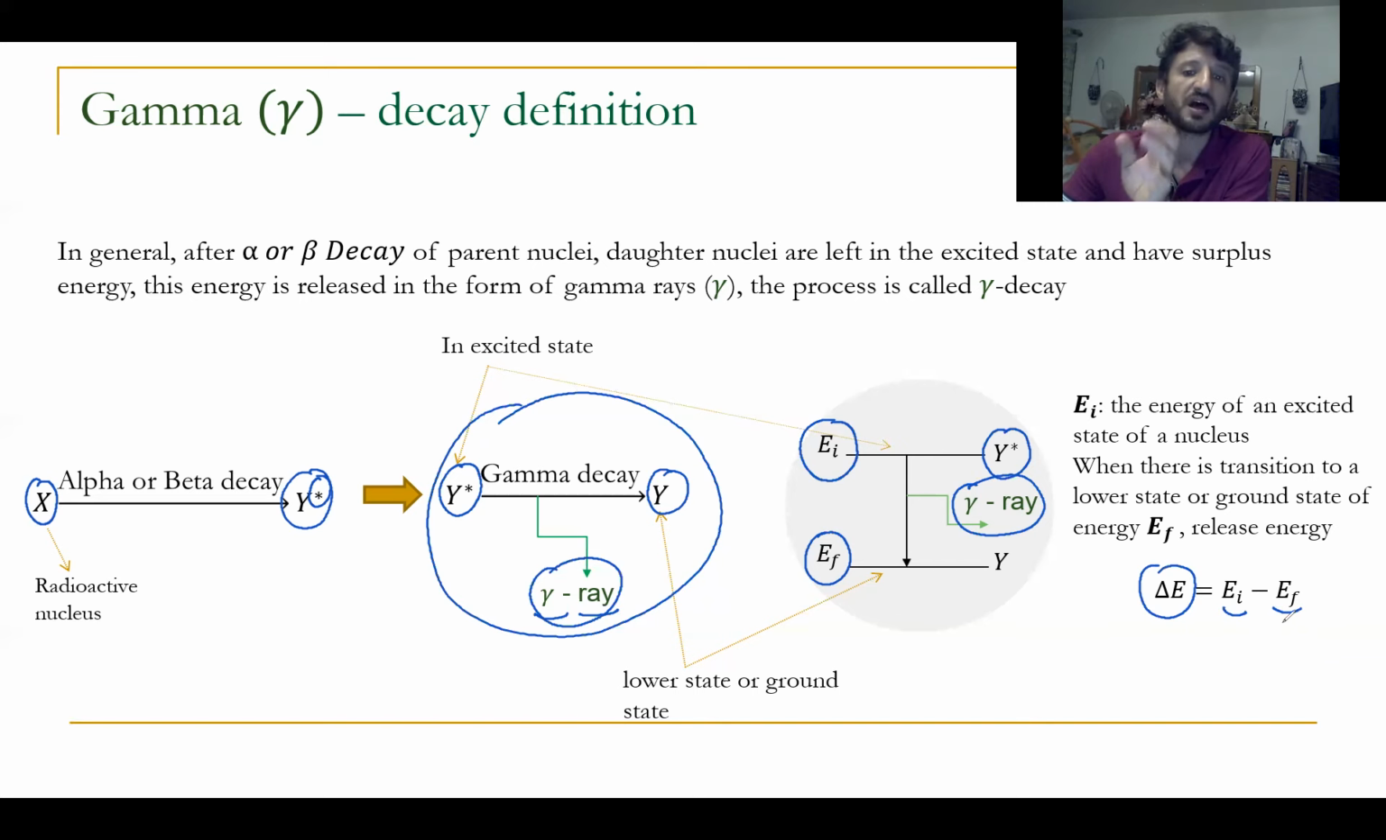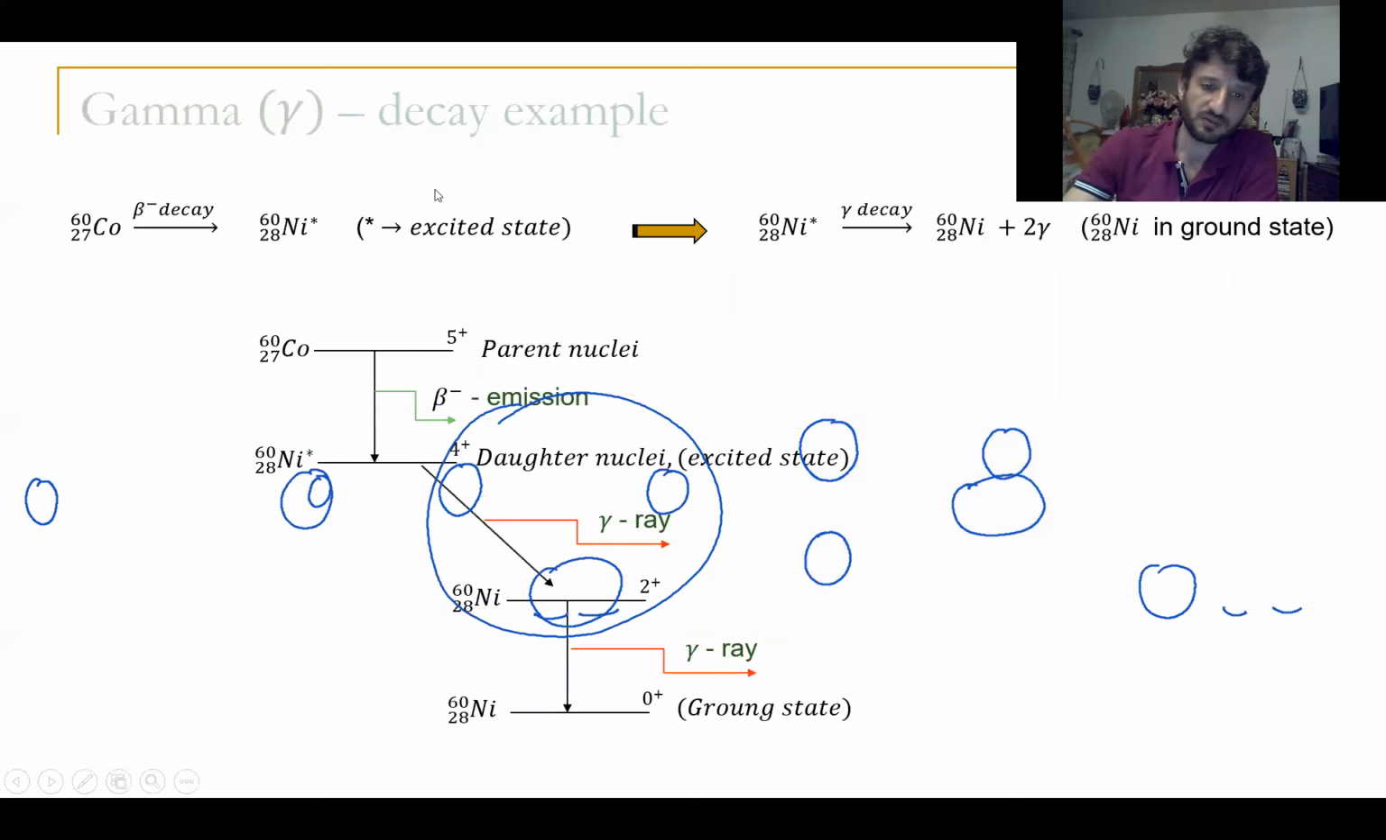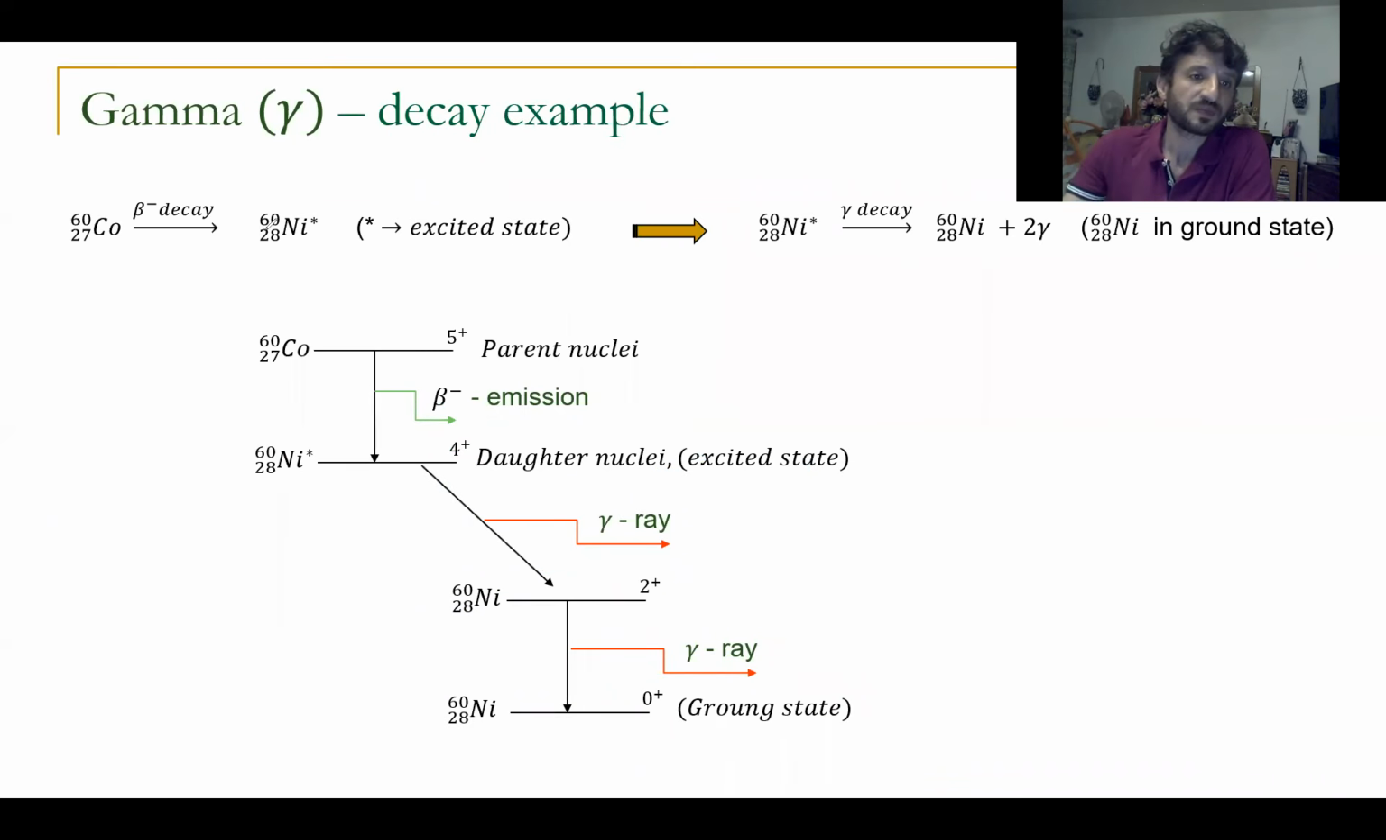Be careful. Now I am talking about the nuclear energy levels inside the nucleus. I don't talk about the electronic shells outside the nucleus. We are talking about the energy levels inside the nucleus. I will talk about this point later in detail when we talk about the shell model. I give you here a simple example of gamma ray.